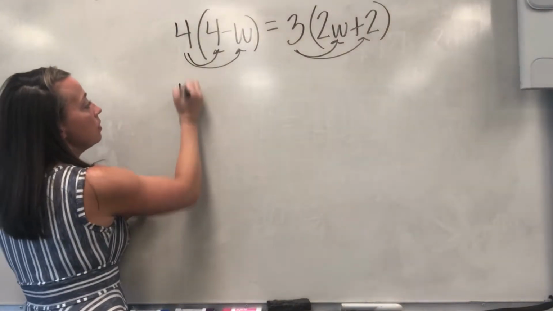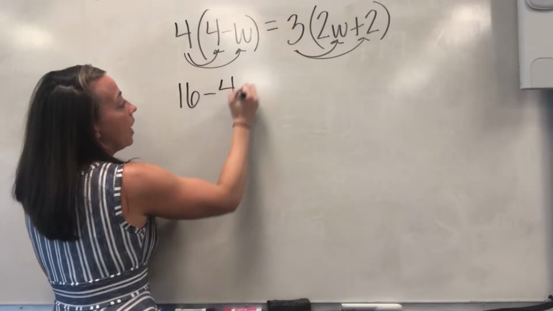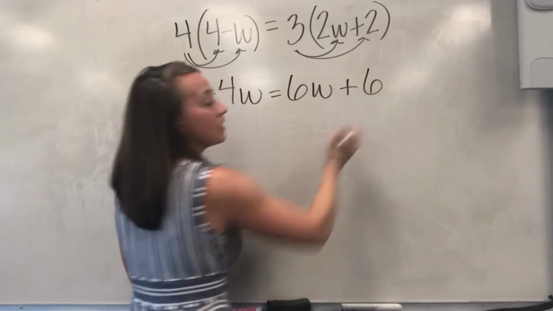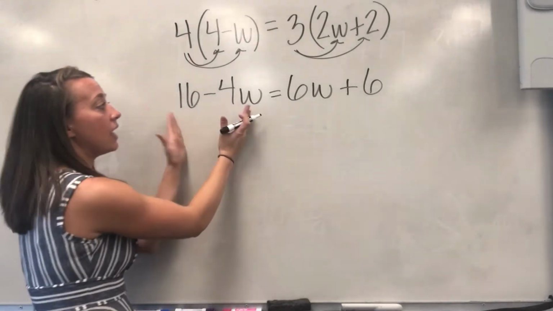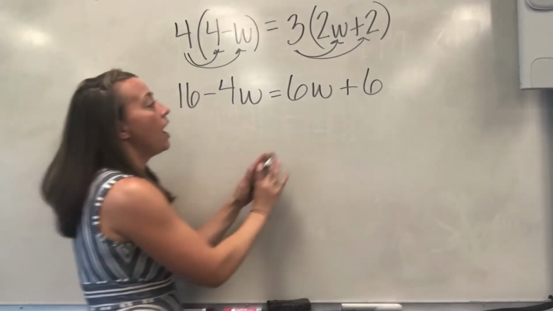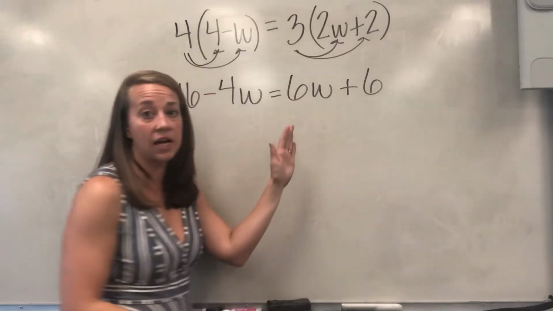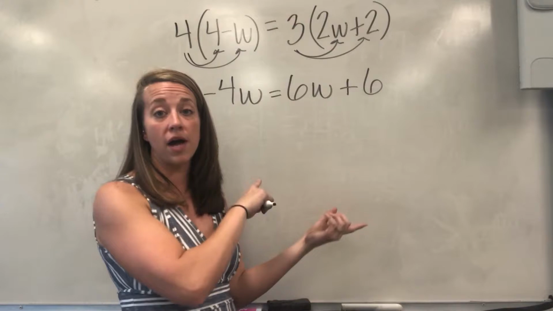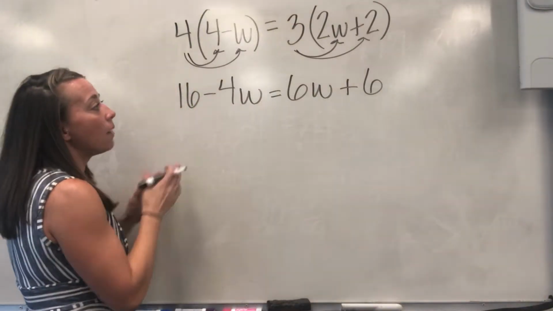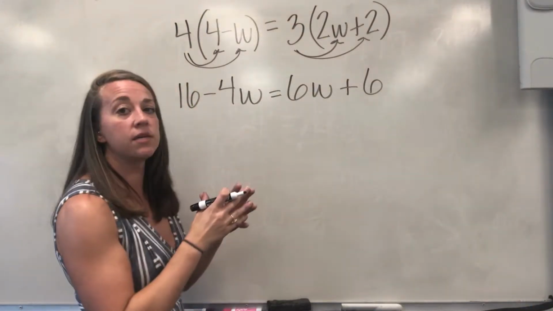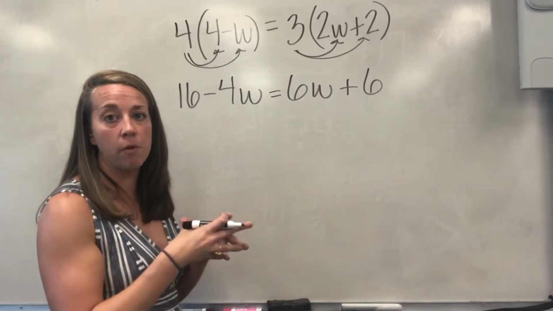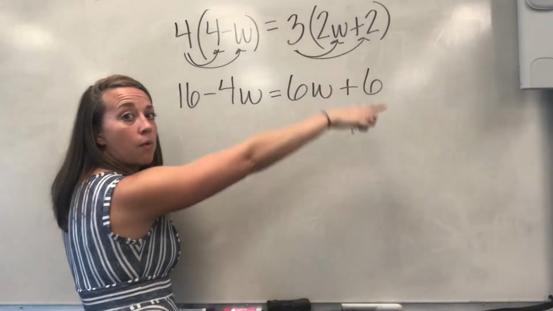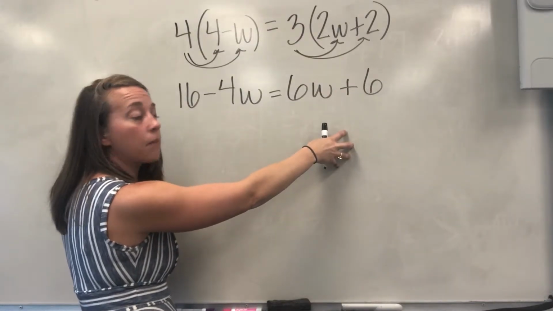So once I distribute, I get 16 minus 4w equals 6w plus 6. Now I've got the left side as simple as I can make it. I've got the right side as simple as I can make it, and I can continue to solve. Okay, so again, I'm going to show you both ways from here. I'm going to choose the side of the equal sign that has the most of the variables. So in this case, the most W's. I've got a negative 4W and a 6W, so I want to put my variables over here with the 6W.